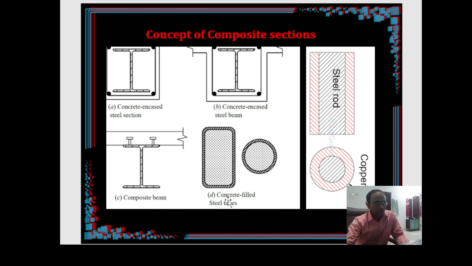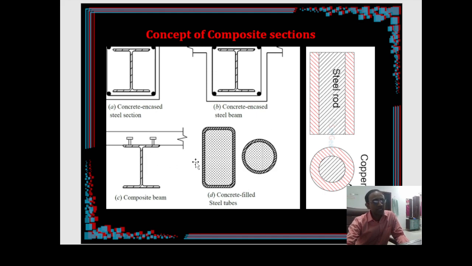And here you can see concrete-filled steel tubes. Or even sometimes shafts made of metals, where one type of metal is inserted into another type of metal. All these come under the examples of composite sections.